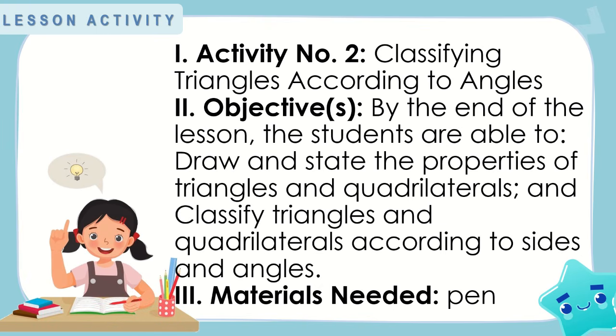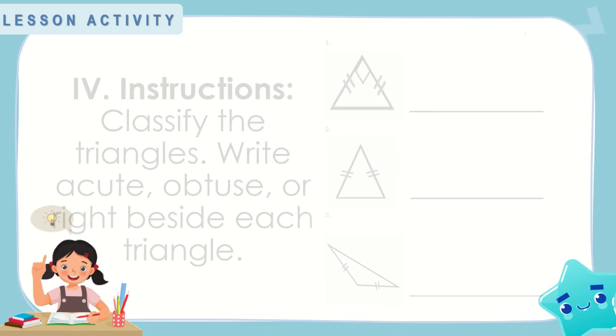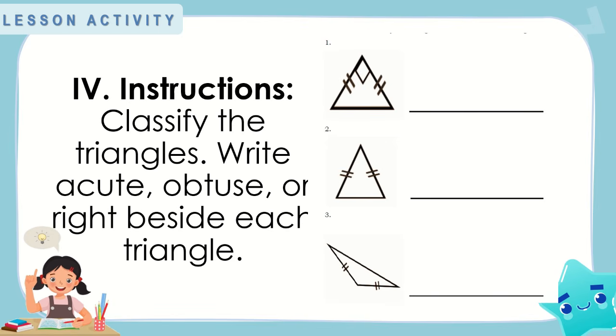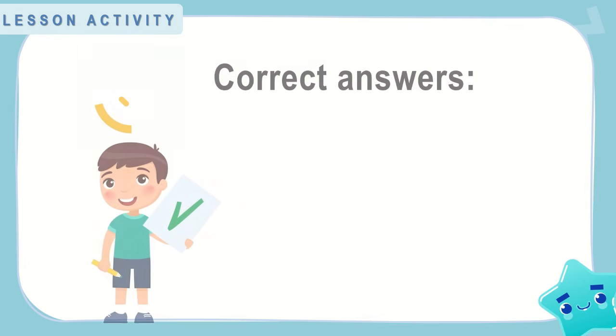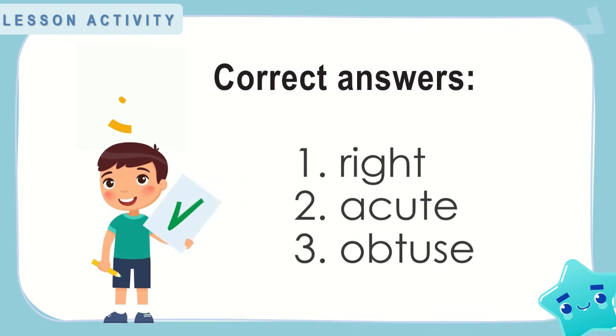For activity number 2, classifying triangles according to angles. Draw and state the properties of triangles and quadrilaterals and classify triangles and quadrilaterals according to sides and angles. Classify the triangles. Write acute, obtuse, or right beside each triangle. Here are the correct answers.